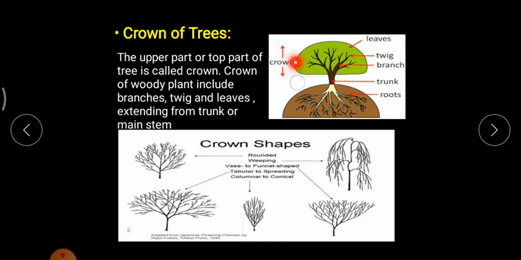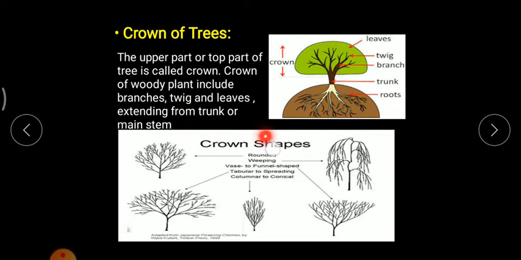As you can see in this picture, this is a leafy portion. Twig is a very thin branch of a tree that is known as twig. This is a branch of a tree. A trunk is associated from this portion. So the crown of a tree comprises of leaves, twigs, branches. In short, crown of a tree is the upper portion of a tree.